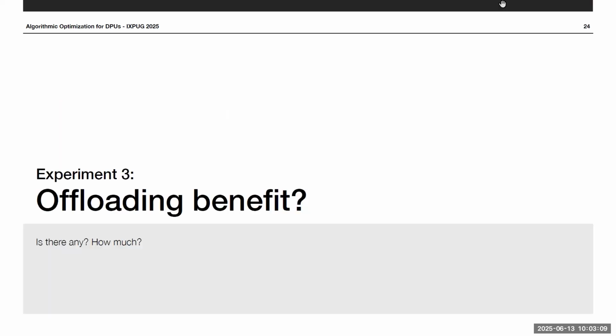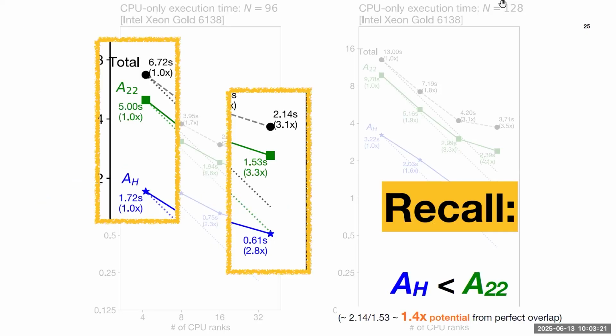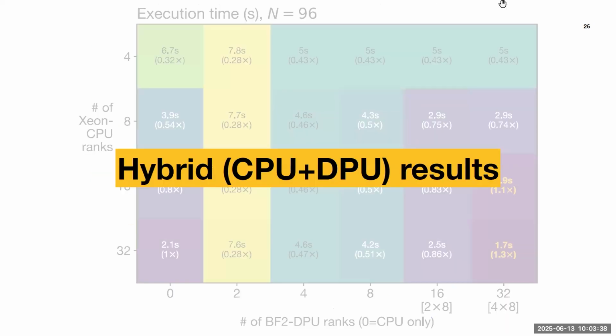Okay. And then the last set of experiments is, okay, let's just run a bunch of tests and see what is the benefit to actually offloading one of these subsolves. So what kind of performance improvements do we get? If you remember from previously, we said that the A sub H subsolve takes less time than the A sub 22 subsolve. And there is a 1.4x potential speed up that we could get if we had perfect or no overhead. So the first set of experiments that Sarah ran was using a set of CPU nodes and a set of Bluefield 2 smart NICs. And this is part of the HPC cluster.